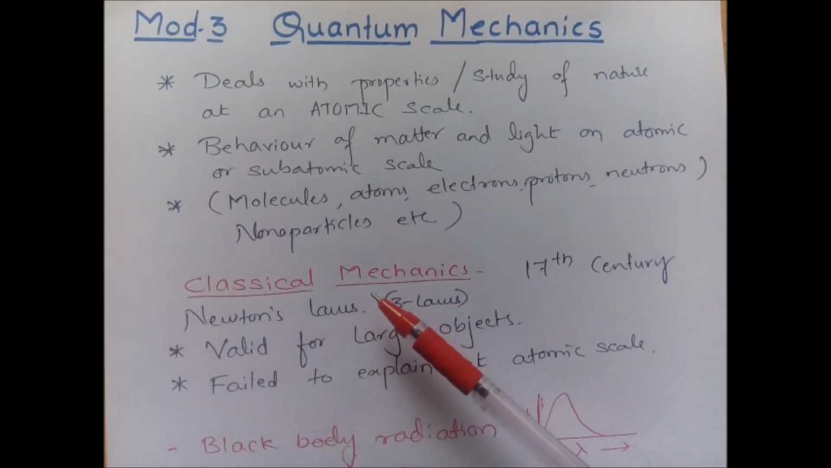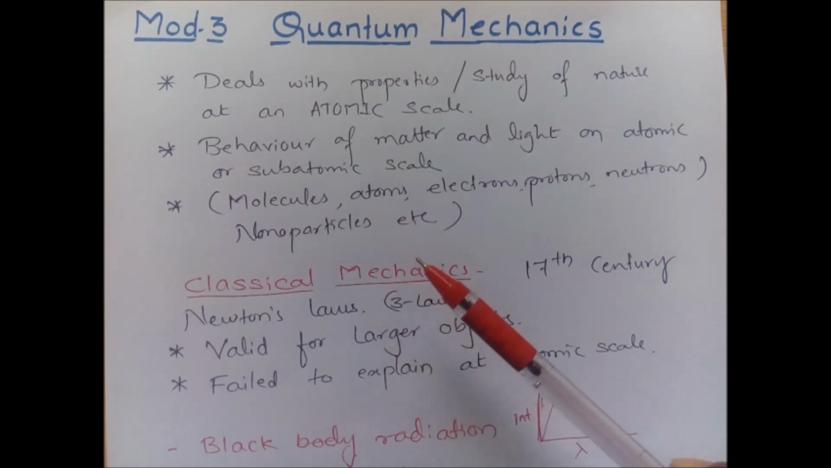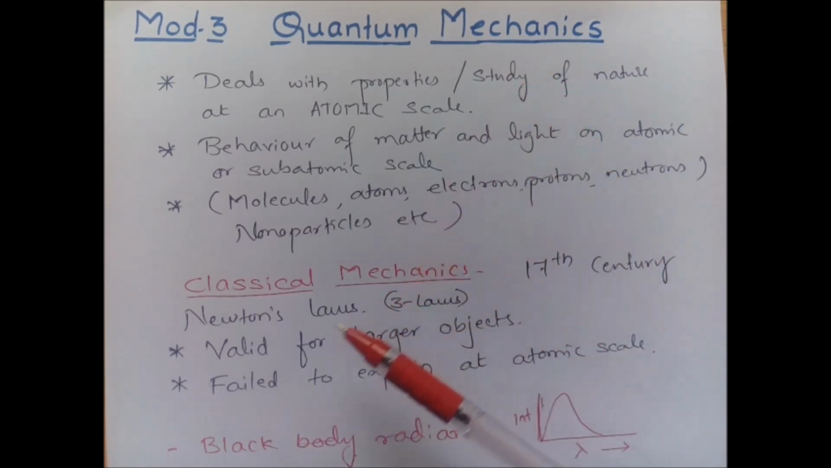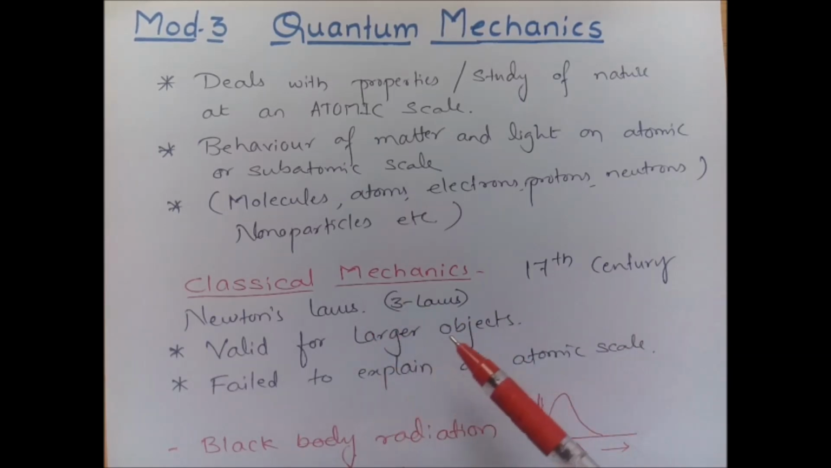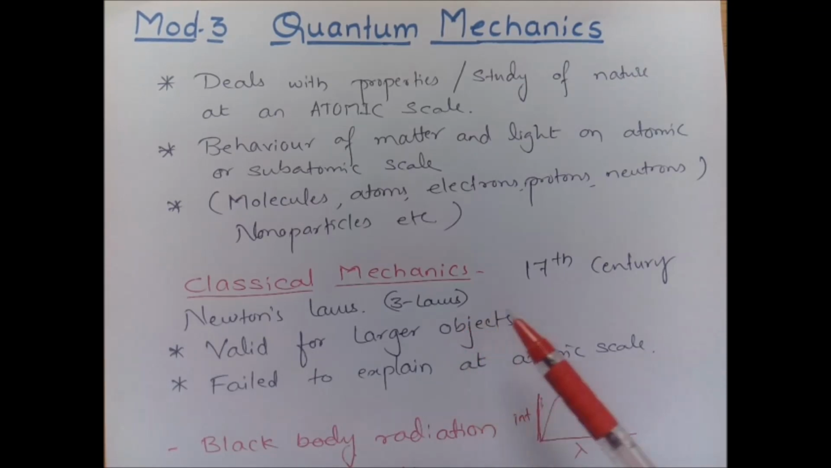We have the classical mechanics topic. Before quantum mechanics, we had classical mechanics, and we still have it. This mechanics is called Newtonian mechanics or classical mechanics. It works on Newton's three laws. Newton found the three laws in the 17th century. We know all three laws very well.